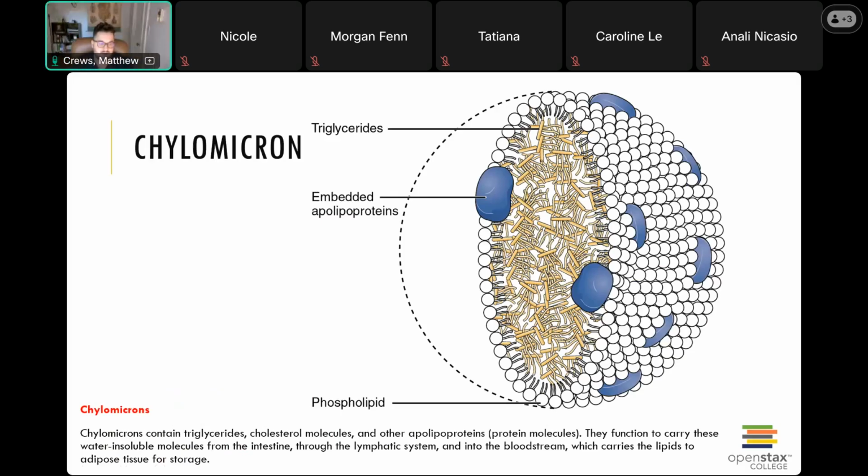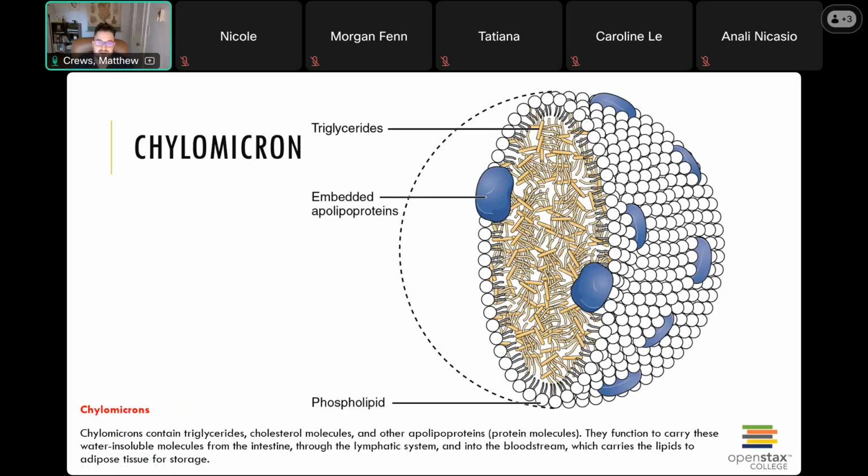Another way you can think of chylomicrons is that you have these embedded apolipoproteins. So there are little proteins on the surface of these. You'll have your phospholipids, and then little proteins on the surface. Another word for chylomicrons is, hang on a second, image. High density lipoproteins. Here we go.